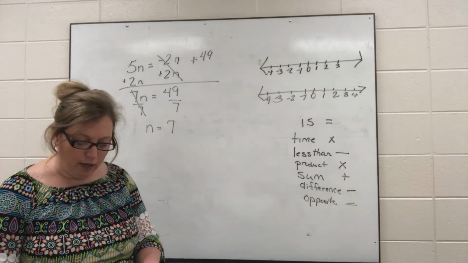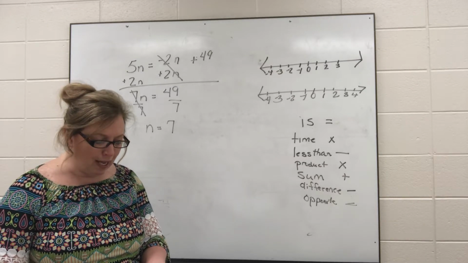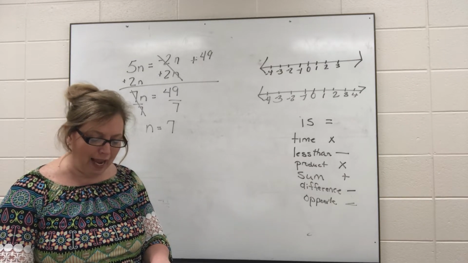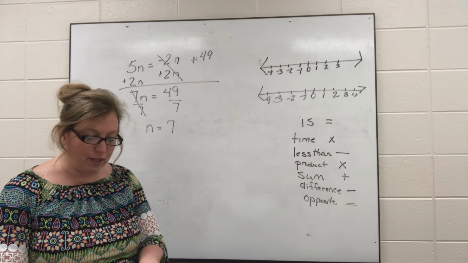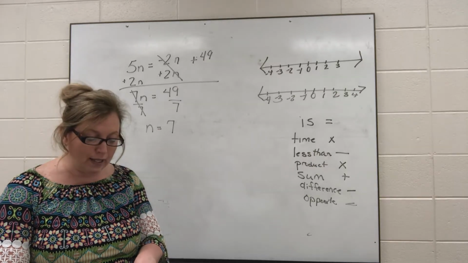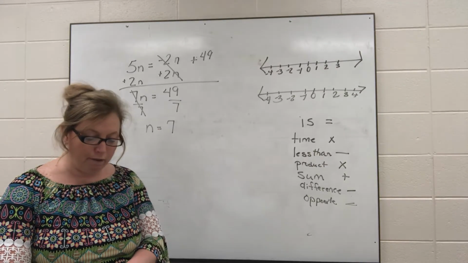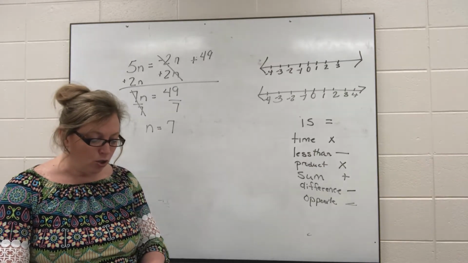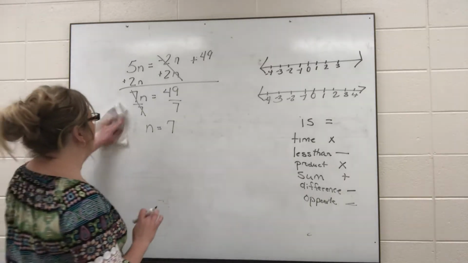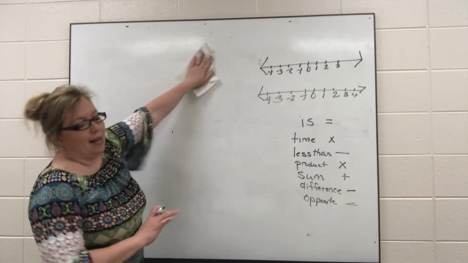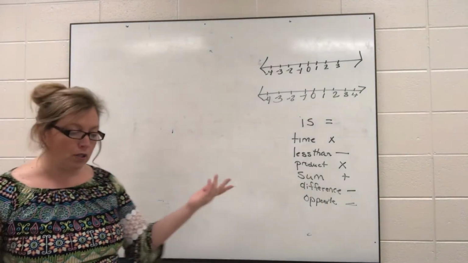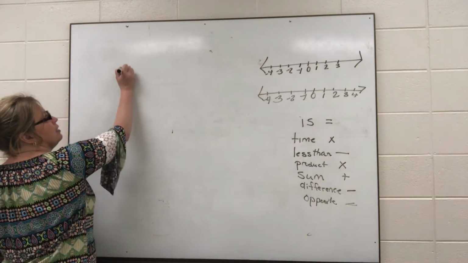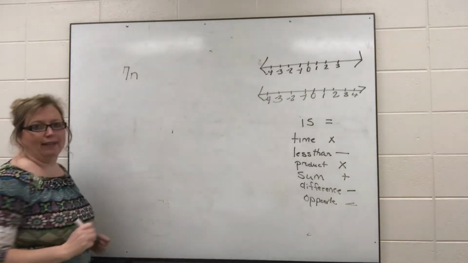Let's look at number 4. Number 4 says 7 times a number is 30 greater than the sum of twice the number and 5. Okay, so let's look at your clue words. What are your clue words in that? We have 7 times a number. I know what that is. It's going to be 7n.